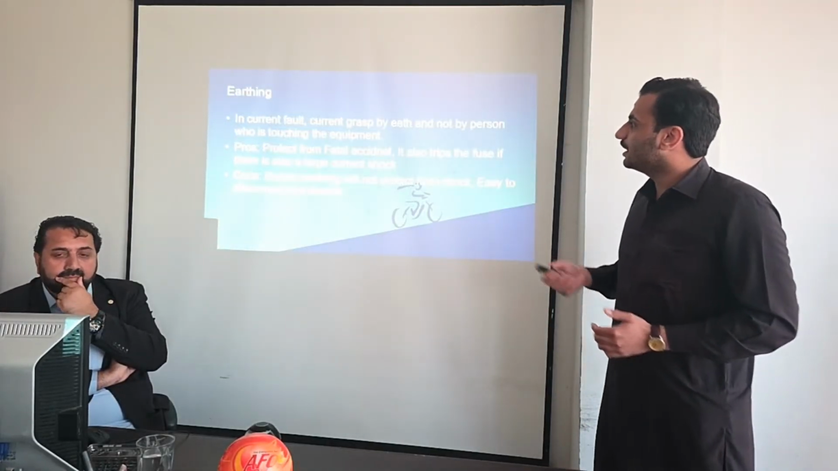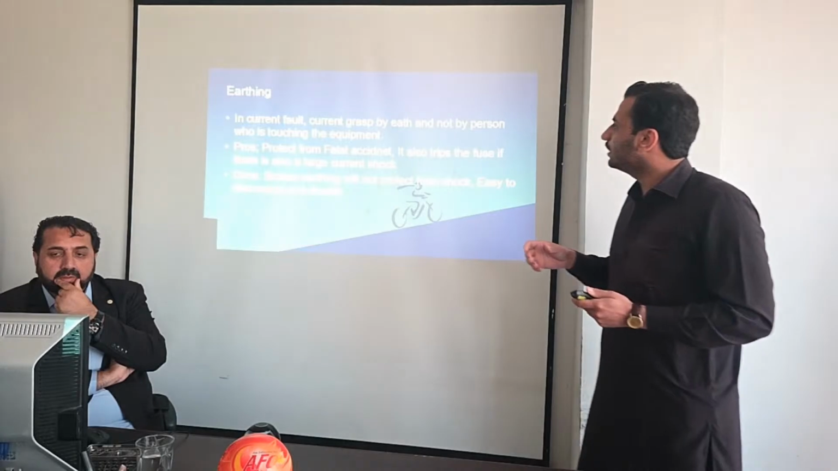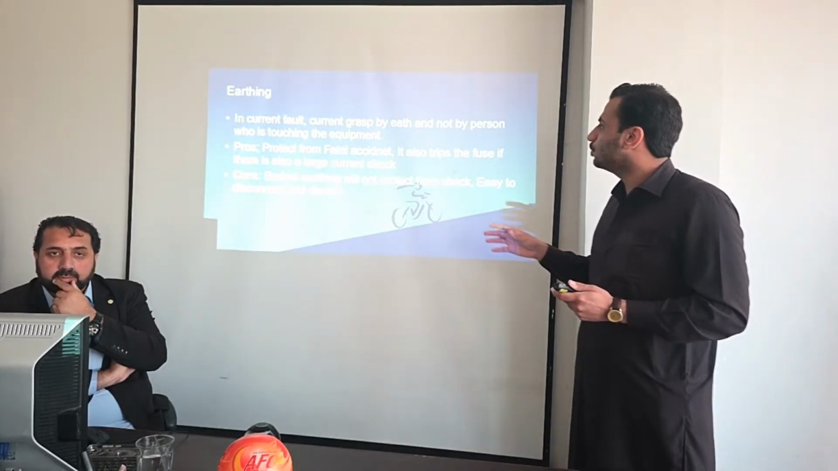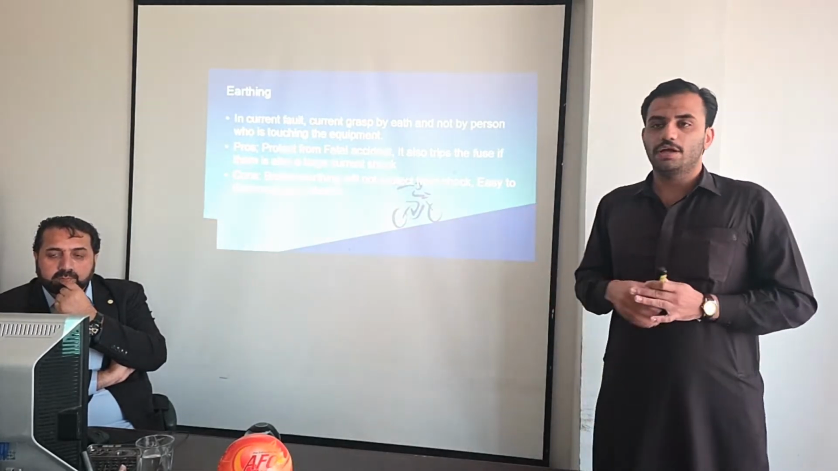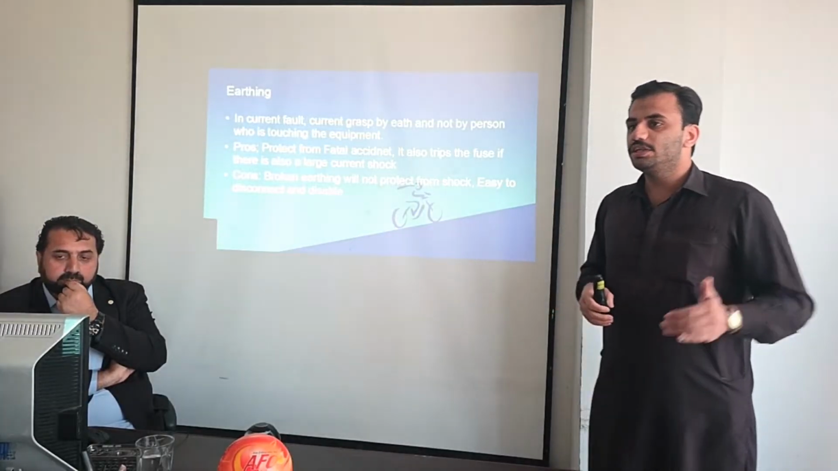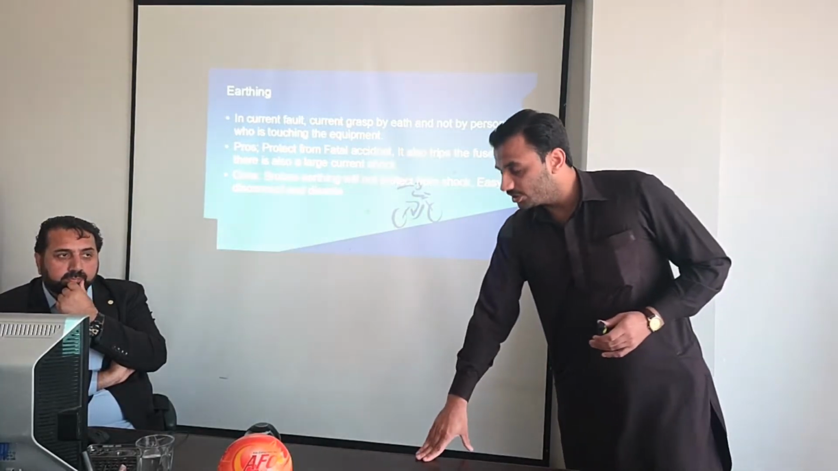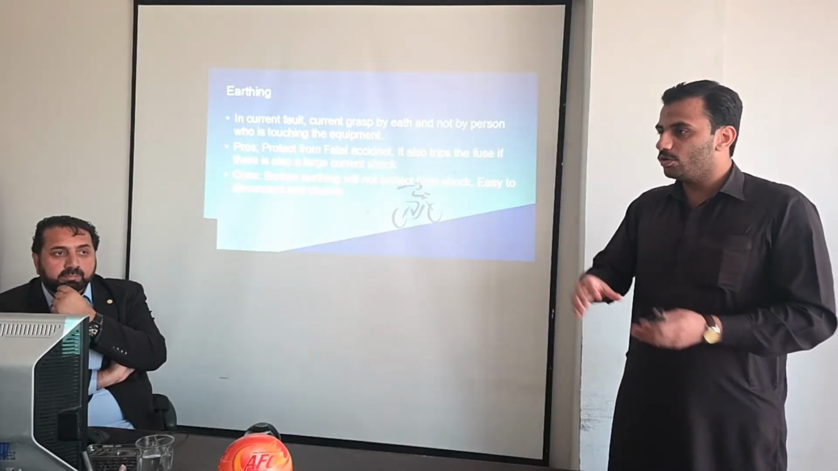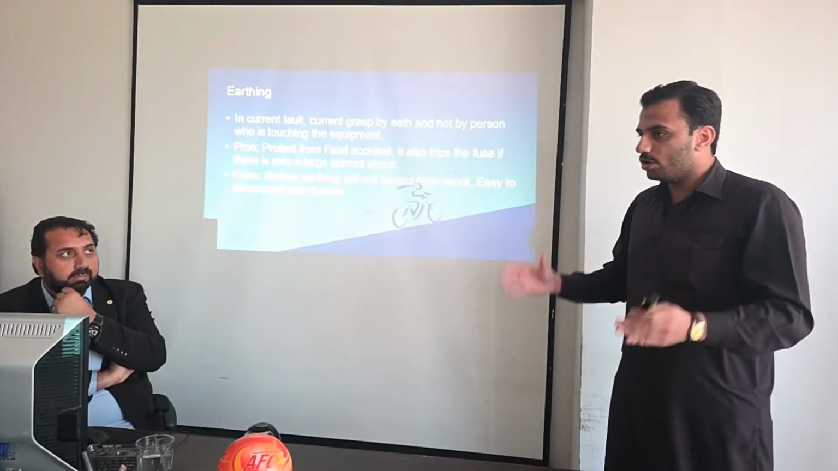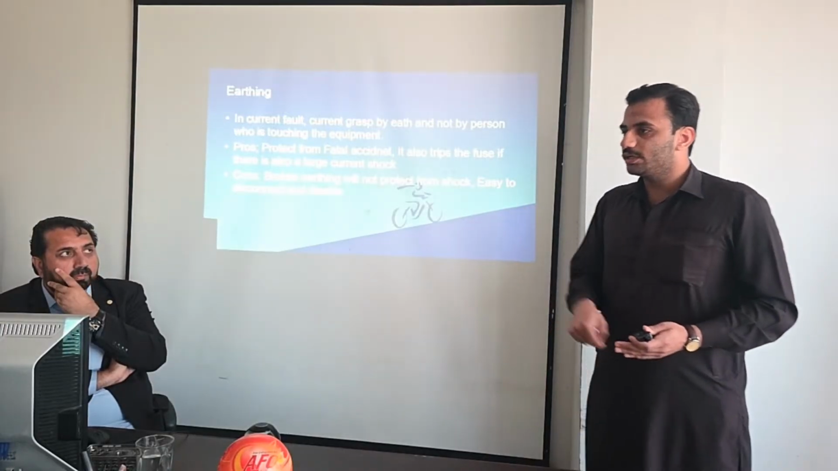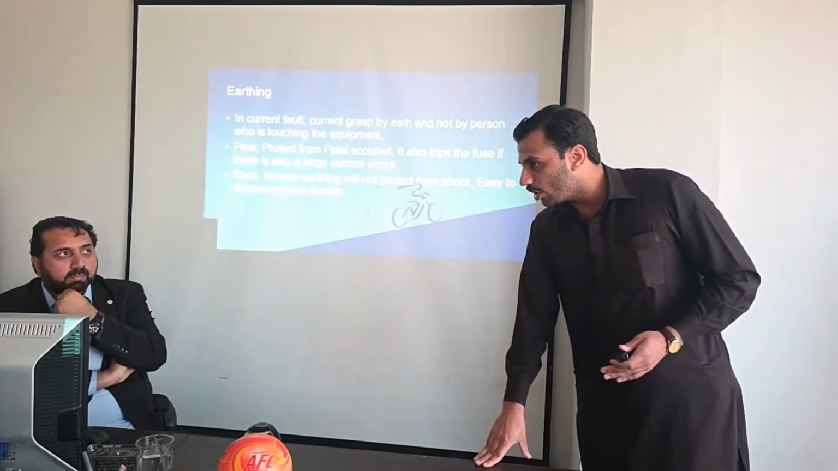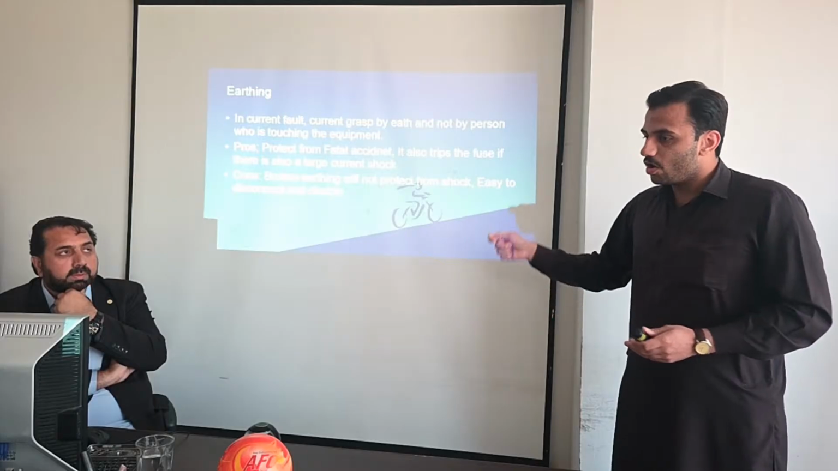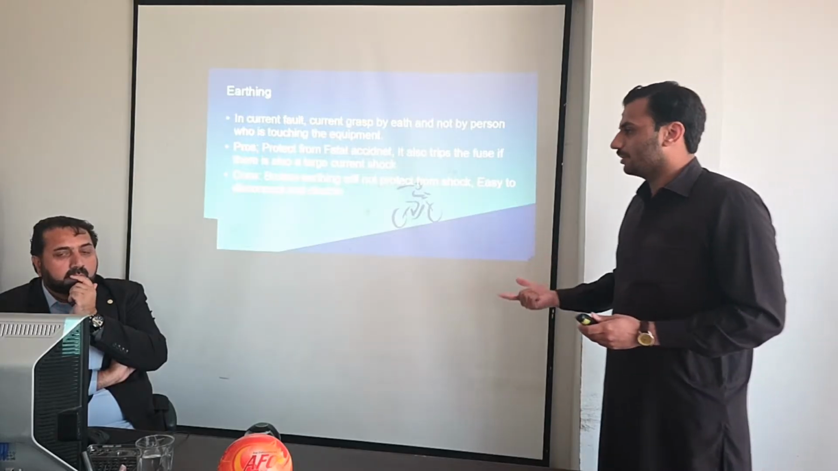Earthing. What is earthing? In a current fault, the current goes to earth and not through the person who is touching the equipment. If there is a spark of electricity and you are touching your generator, and it is earthed with mud, or you have a pot which contains some mud and you are earthing that electricity, then the generator is not giving you current, it is diverting the current toward the earth.